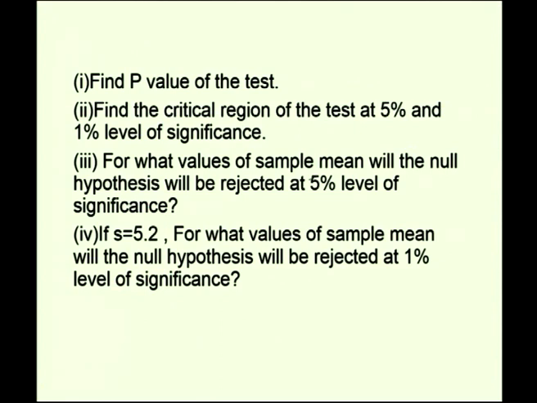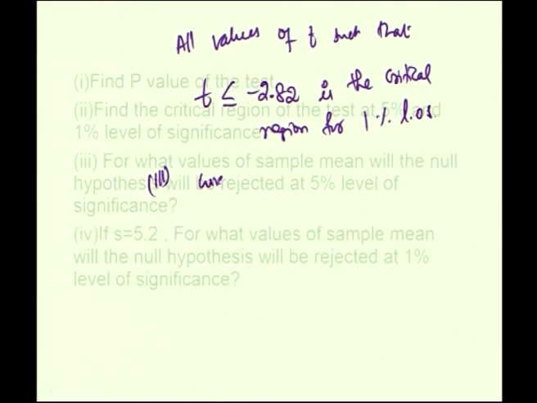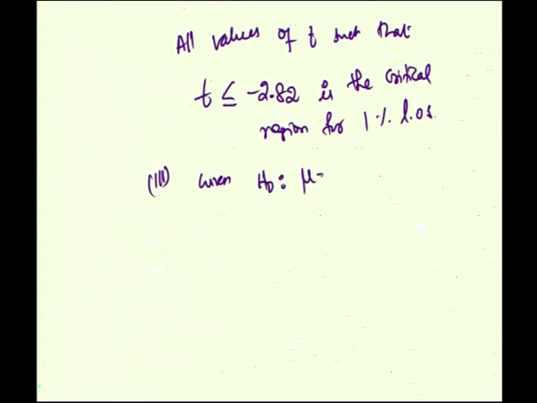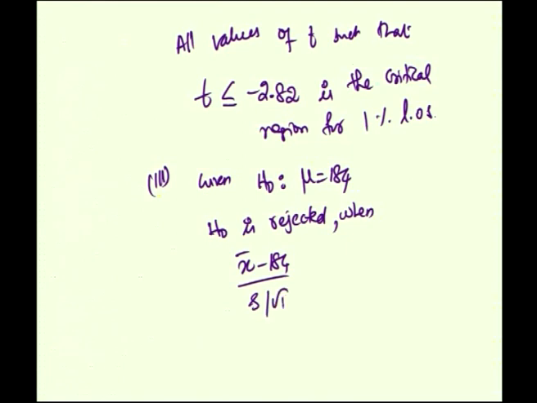The next question is, what values of sample mean will the null hypothesis be rejected at 5% level of significance? Okay, you are given null hypothesis as H naught such that mu is equal to 184, and we reject the null hypothesis. H naught is rejected when x bar minus 184 by s by root of 10 lies in the critical region. What is the critical region corresponding to 5% level of significance?